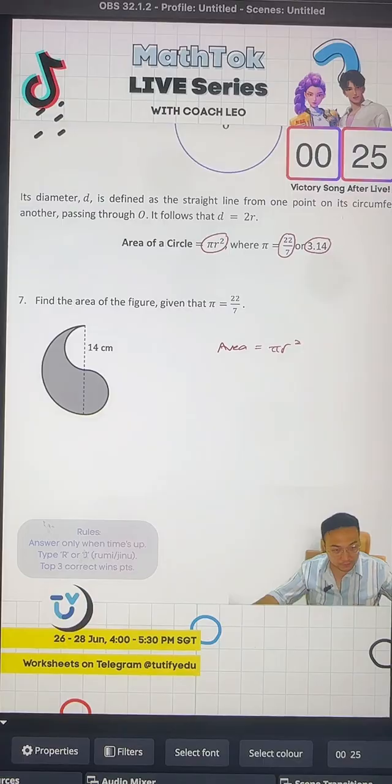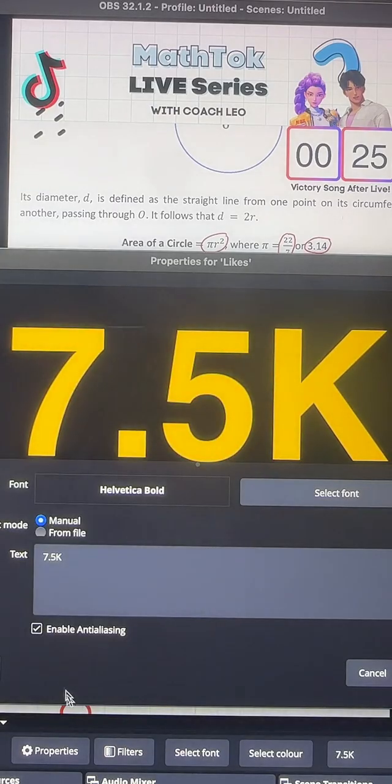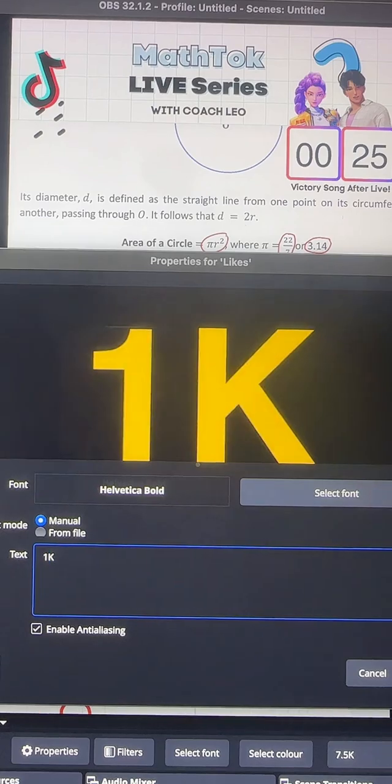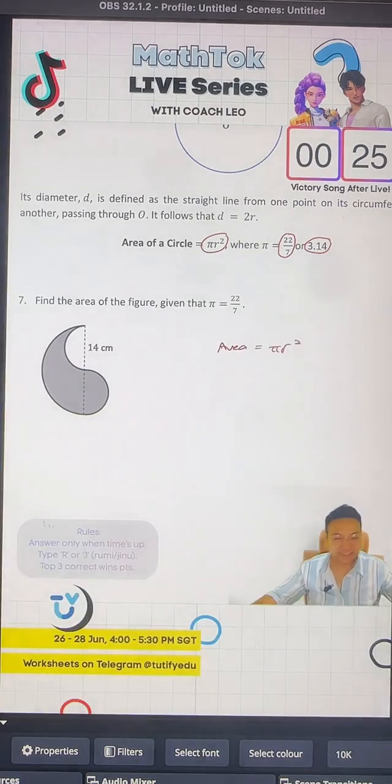At this point, sorry, how come the number of likes is already like 9.1? Did I already reset the next target? Oh, sorry, next target is 10K. Let me just reset. Okay, done.